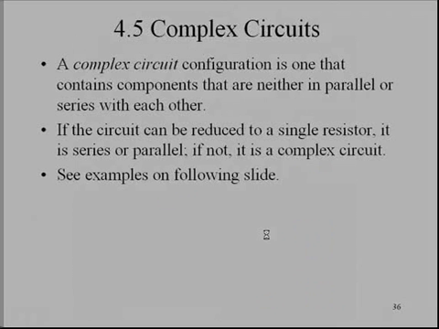So this introduces complex circuits. We won't be doing a lot with complex circuits except recognizing that they are complex circuits.